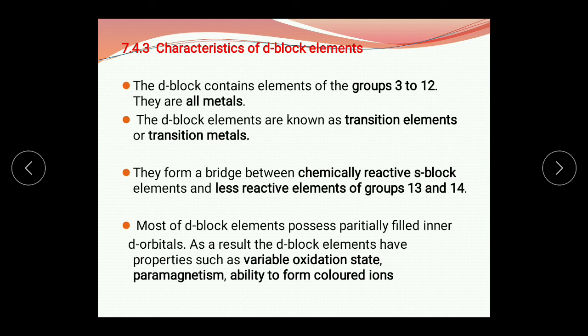Hence, they show various properties such as variable oxidation state. Variable oxidation state means their oxidation state is not fixed. They may have 2, 3, 4 oxidation states. They have the ability to form colored ions. They show paramagnetism. That means all the 5 orbitals are not always completely filled. Sometimes they are partially occupied with a single electron and hence they show paramagnetism. That means they are attracted in a magnetic field.